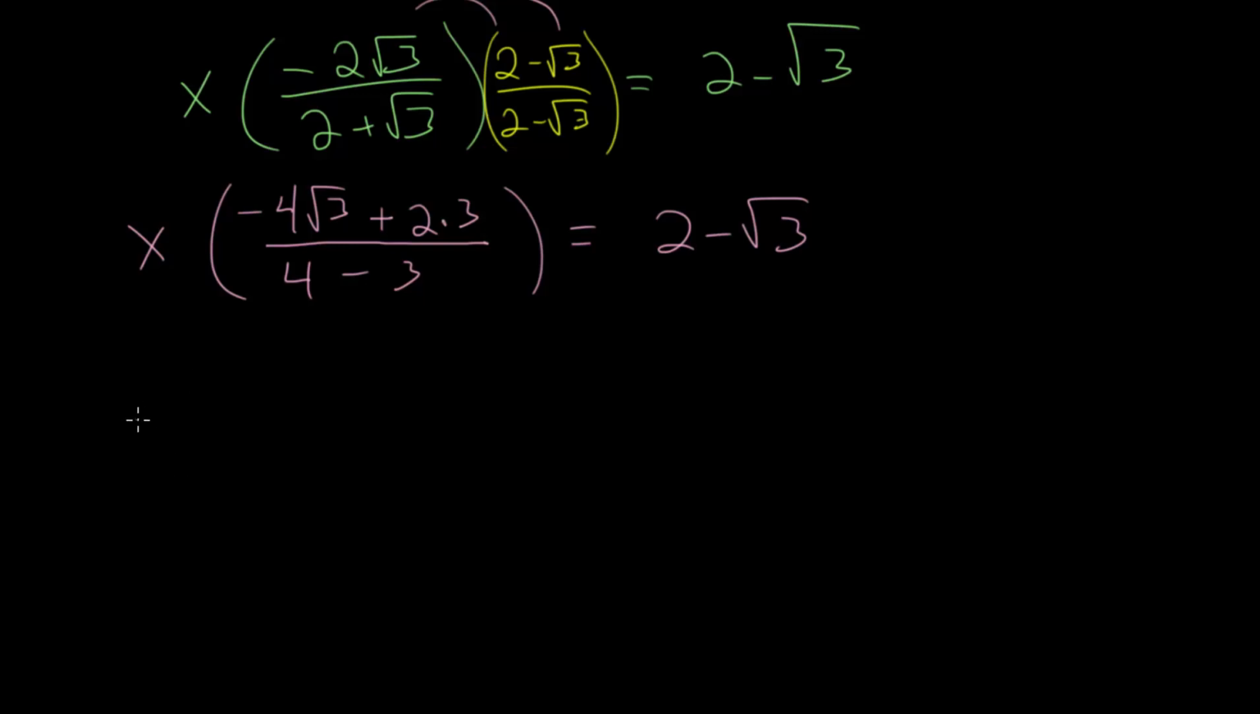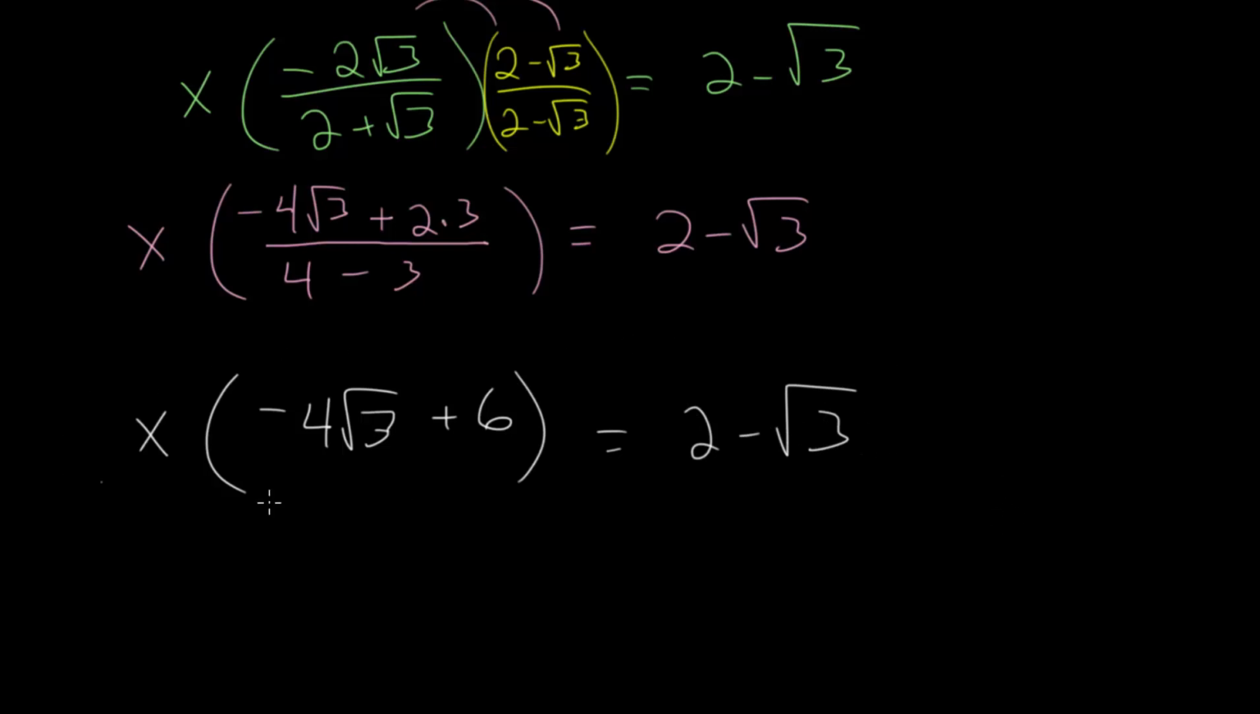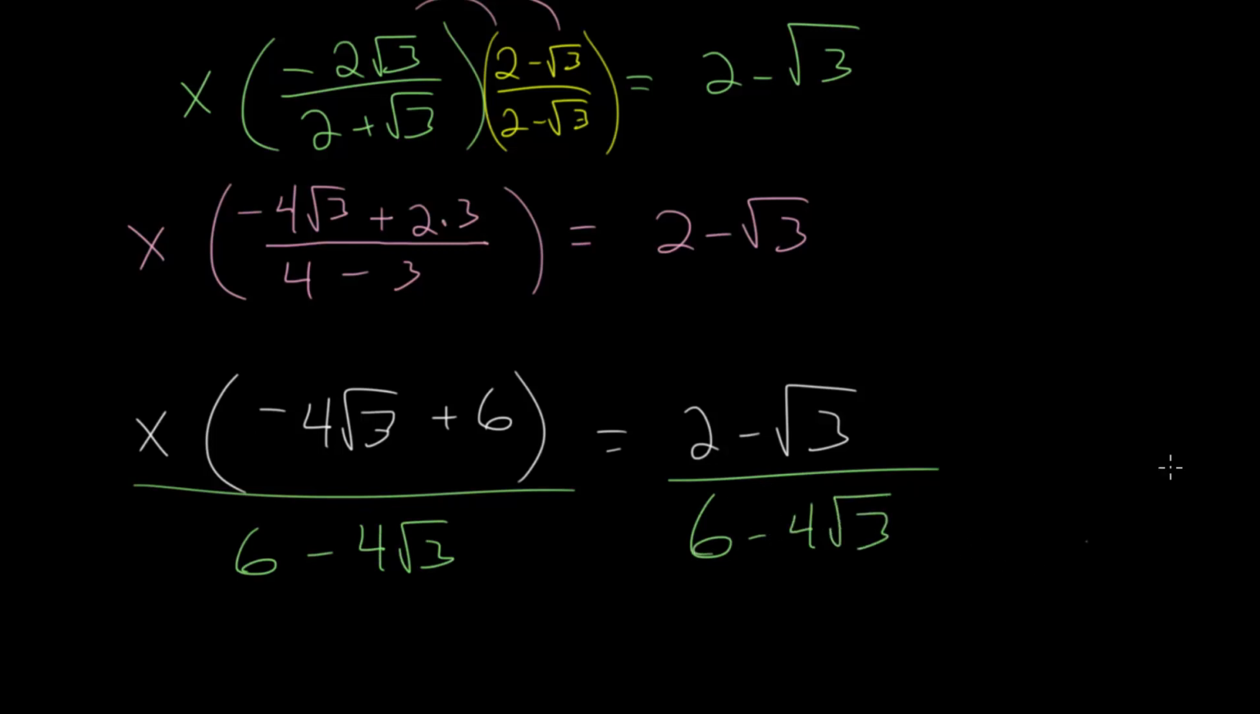We can rewrite the x. We have minus 4 root 3 plus 6, and then all of that's divided by 1, so we don't have to write that. And then we have 2 minus root 3. Now, from here, we need to solve for x, so we can divide each side of this equation by this factor here, this minus 4 root 3 plus 6, or I'll write it with the whole number first and then the radical part second, but we're dividing each side of the equation by that.